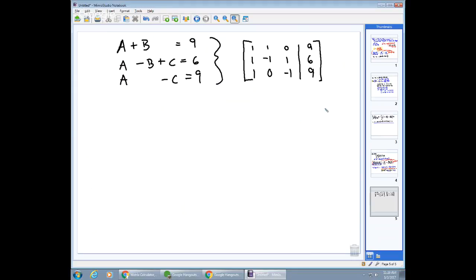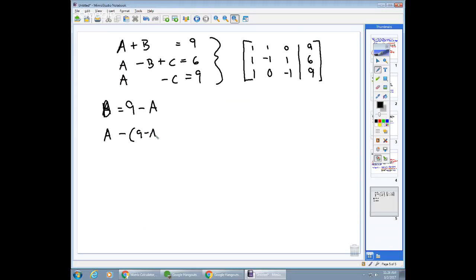Yeah, let's do that. So let's see. A equals, or you did a B equals? B equals 9 minus A. And so in that next equation there, I get A minus, we're saying B is 9 minus A, plus C equals 6. Cleaning that up, I get A minus negative A, which is a 2A, minus 9 plus C equals 6. Adding 9 over, 2A plus C equals 15.